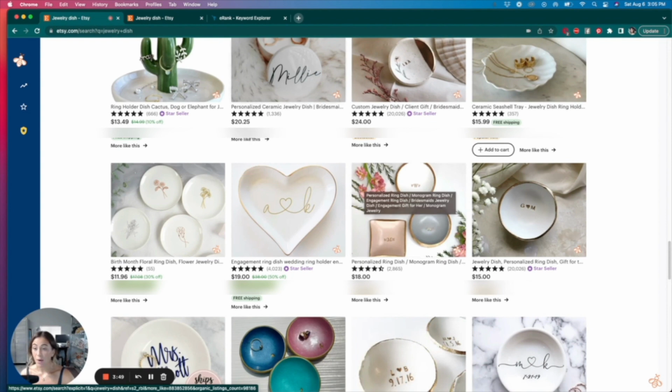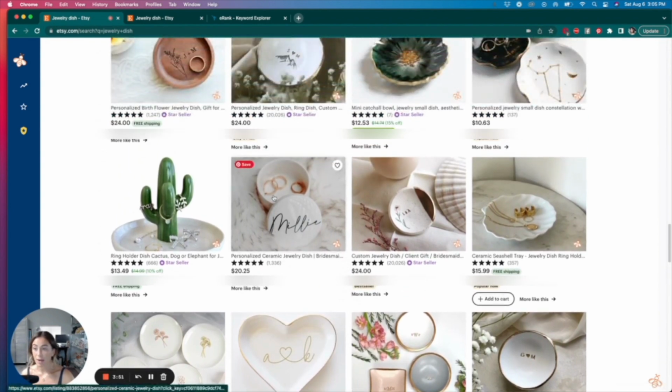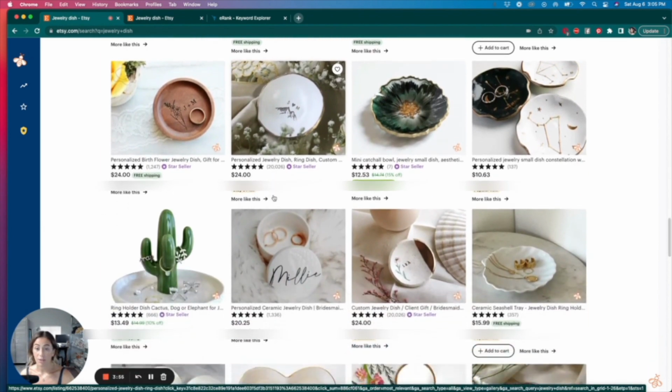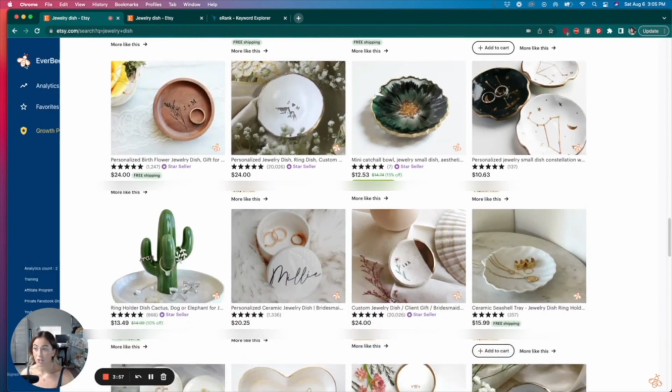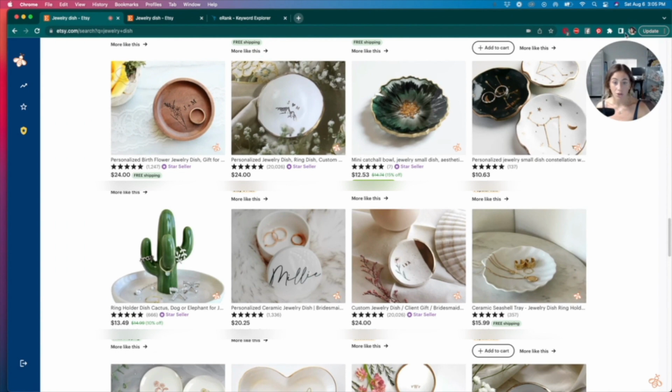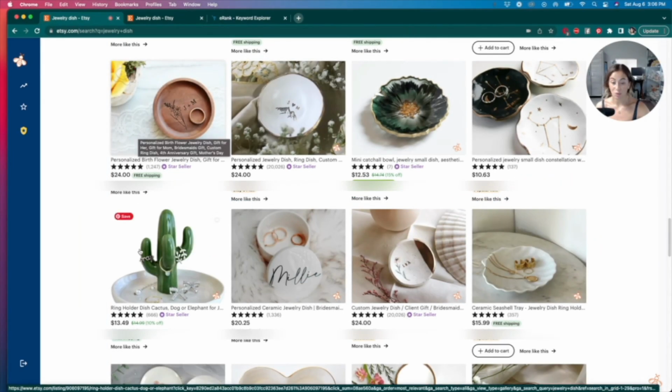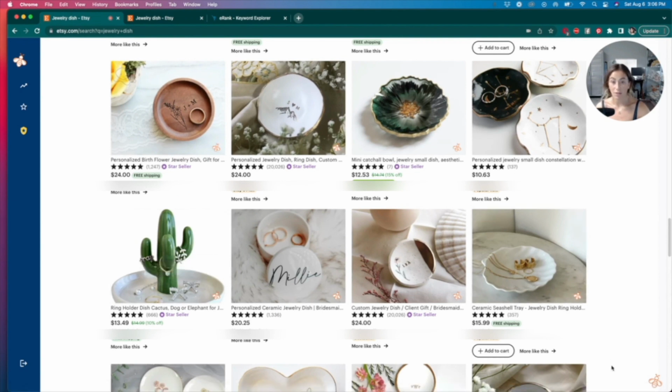So we just validated that jewelry dish is a good product that people are pushing volumes for. And now I want to analyze my potential competitors, if I was going to launch some jewelry dishes. So I use a Chrome extension called Everbee to do this. They actually just dropped a bunch of new features, which I'm really obsessed with. I talk about Everbee all the time.